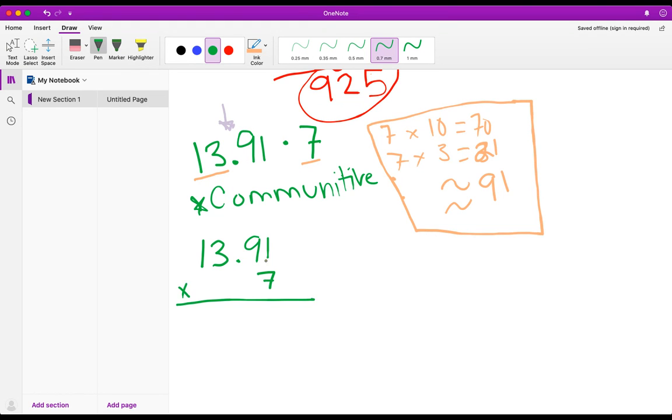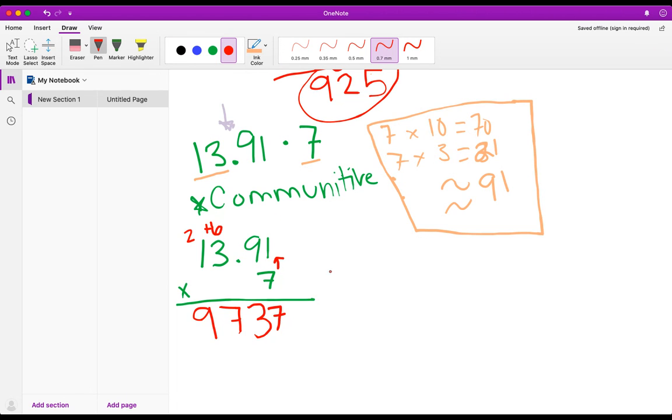Okay? And I'm just going to go ahead and solve. And remember, I'm going to start with a 7, and I'm going to multiply each number. So 7 times 1 is 7. 7 times 9 is 63. So I'm going to put the 3 here, and I'm going to carry the 6. I'm not going to worry about that decimal point. I'm just going to keep on working. 7 times 3 is 21, and I'm going to add the 6, which is going to give us 27. Carry the 2. 7 times 1 is 7, plus 2 is 9. So I have the numbers 9, 7, 3, 7 here.